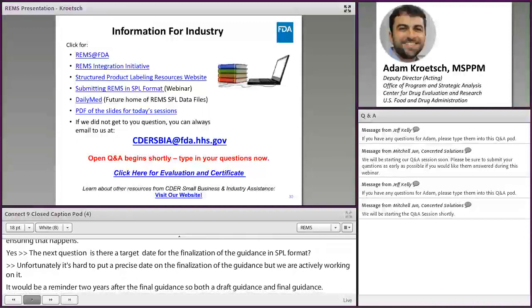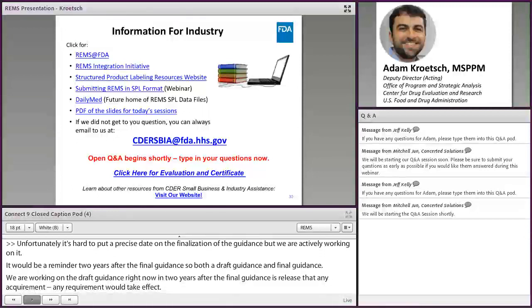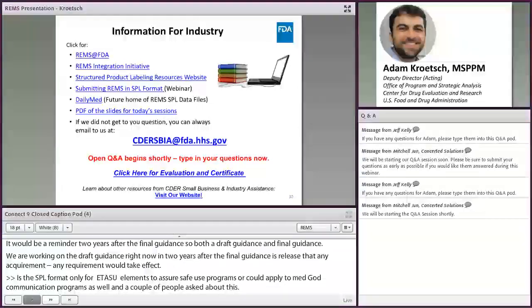The next question. Is the SPL format only for ETASU, Elements to Assure Safe Use programs, or can it apply to MedGuide communication plan programs as well? And a couple of people asked about this. So the REMS SPL can also apply to MedGuide and communication plan programs. The difference is the REMS summaries that I described and those REMS data elements that go along with the summaries are primarily geared towards REMS with Elements to Assure Safe Use.